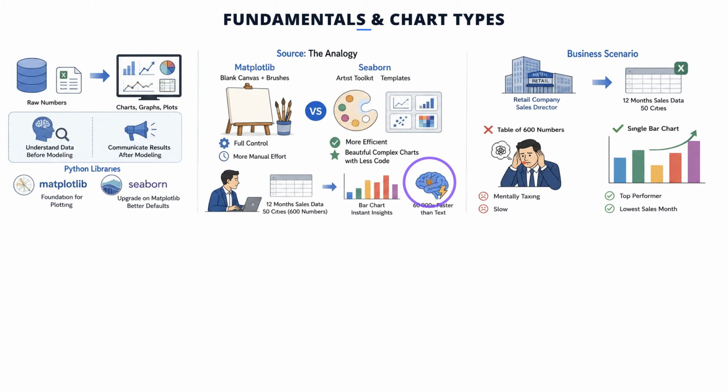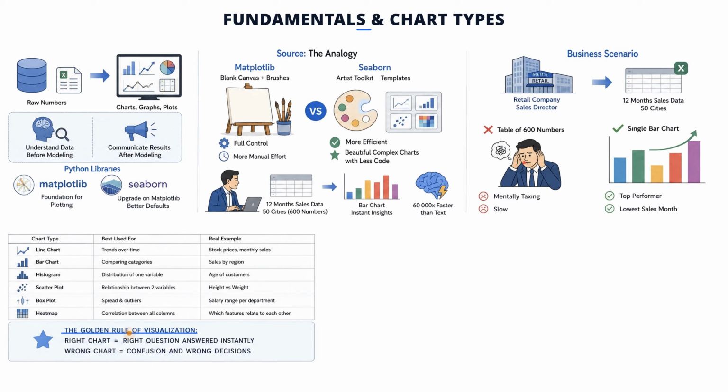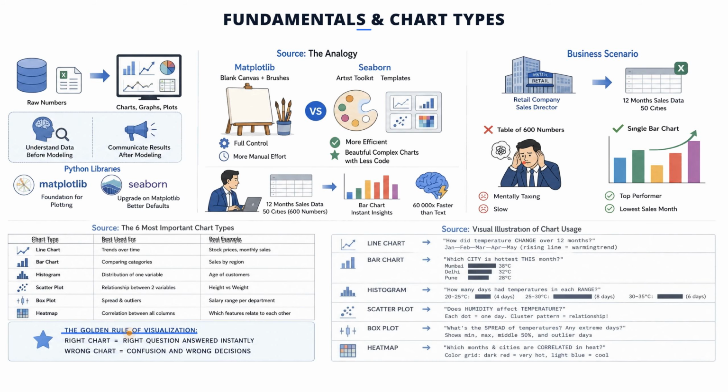Choosing the correct visualization is critical, governed by what we call the golden rule. The right chart answers your specific question instantly, while the wrong chart just leads to confusion and potentially disastrous decisions. Let's look at the 6 fundamental chart types and how they apply to real-world questions like analyzing weather patterns.